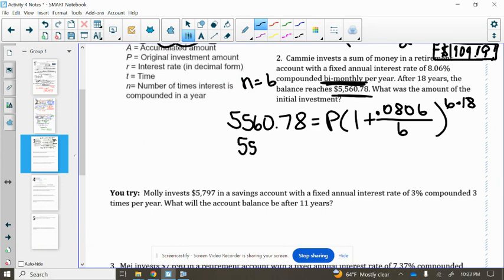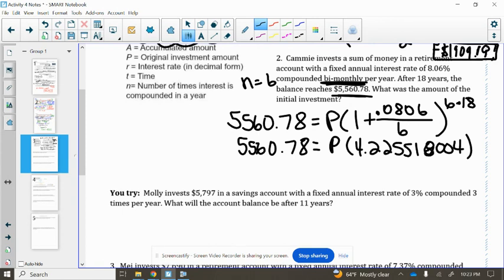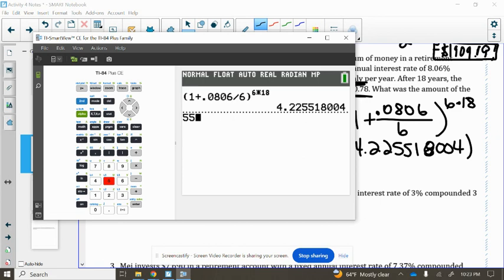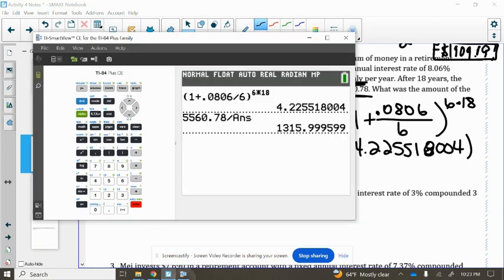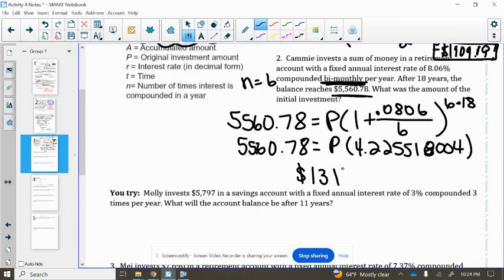That's a number, right? And what we can do is divide over that value to get what our principal value is by itself. And again, I want to use a lot of decimal places. So I could take that amount, 5,560, divide over that value, and get about 1,300, and then we'll make the 99 round that 5 up to $16 would be our principal amount.